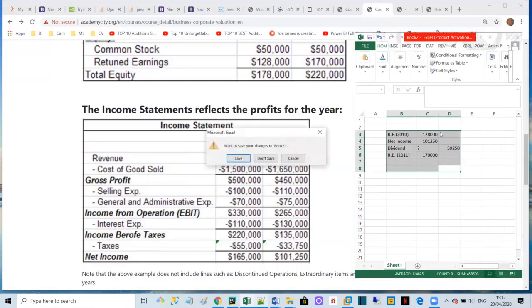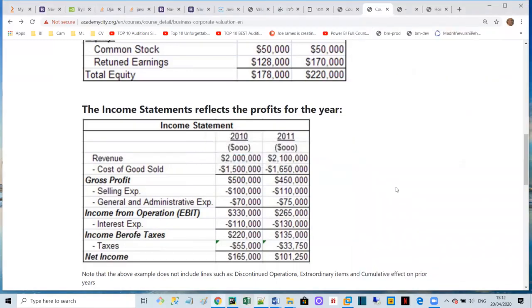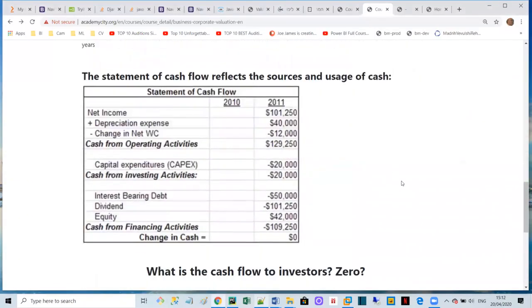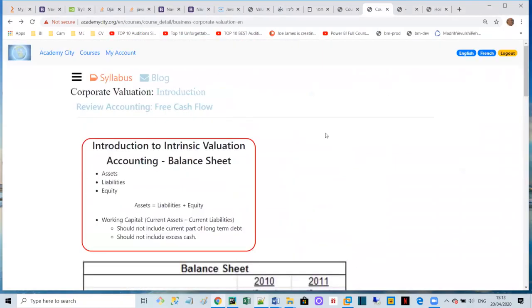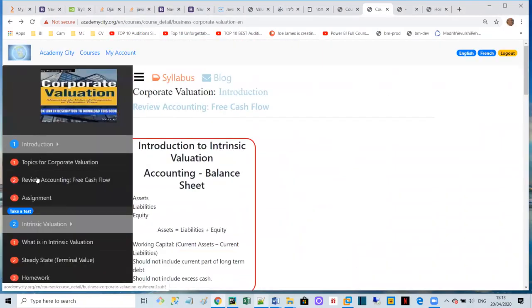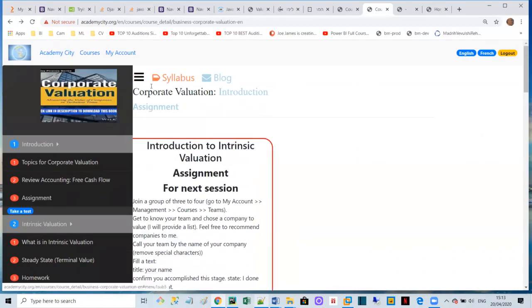Okay, I think we'll stop here. We will continue next week talking about statement of cash flow. It's extremely important. I will talk about how accountants look at it, how we as finance people and as valuation people look at it, and we'll continue from there. What do I want you to do for next week? Okay, stage number 1 is just look at the assignment.